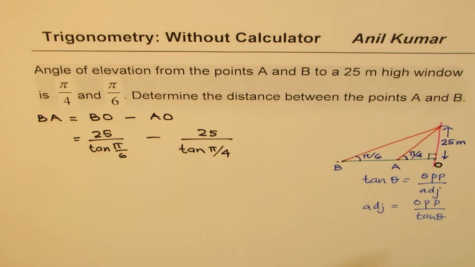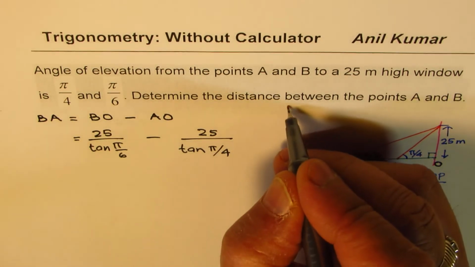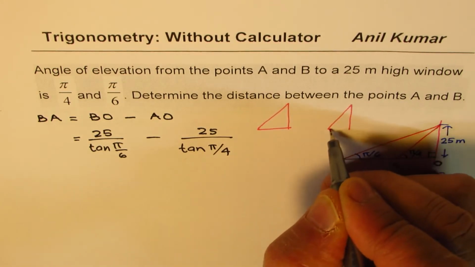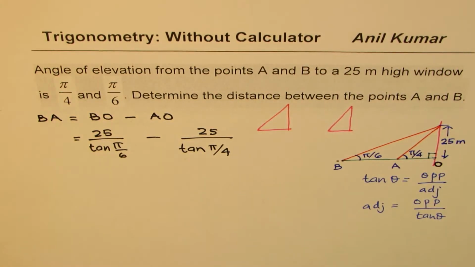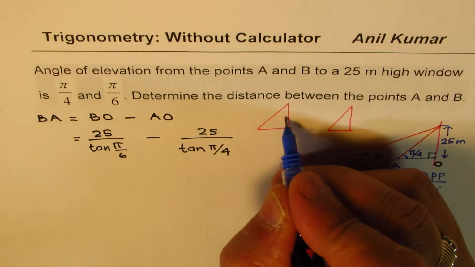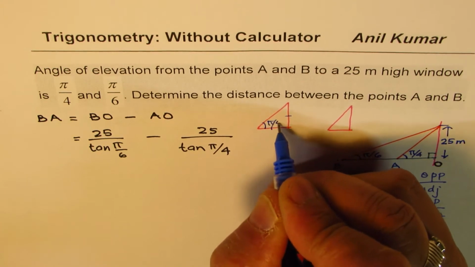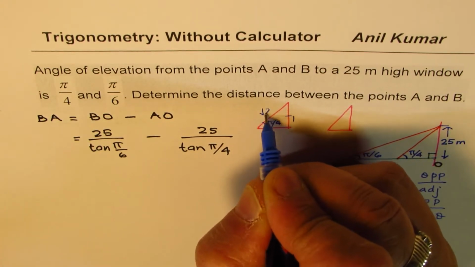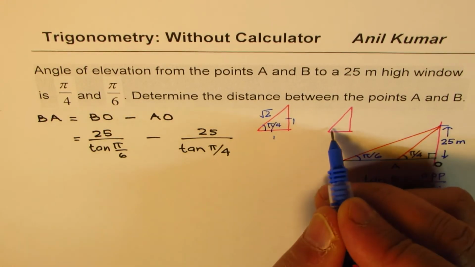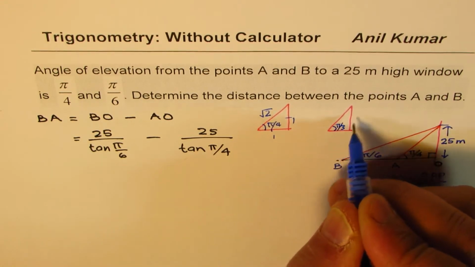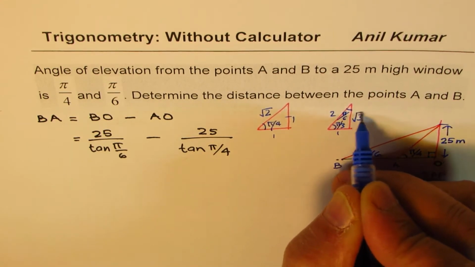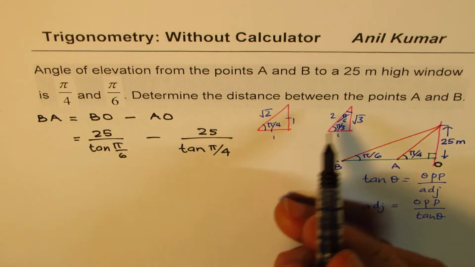We'll actually make our special triangles and then figure it out. So we can always use the pi by 4 and pi by 6 triangles. If I use pi by 4, these two sides are equal, 1, 1 and square root 2. So we know tan pi by 4 is 1, correct? For pi by 6, this is pi by 3, this is pi by 6. 1, 2 and square root 3 are the sides. So we'll substitute these values.